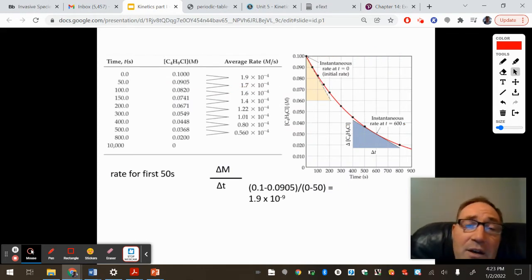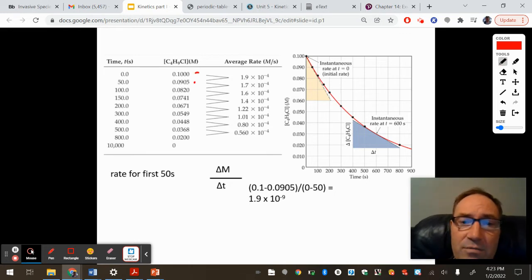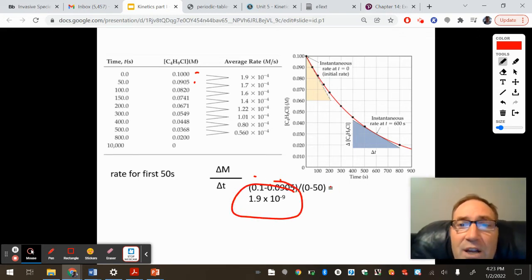Okay, so I might say, all right, let's find the rate of reaction in the first 50 seconds. So if we were to do this, you would take the change in these two right here, 0.1 minus 0.095, divided by the change in time. And then this is the change in disappearance, or average rate.